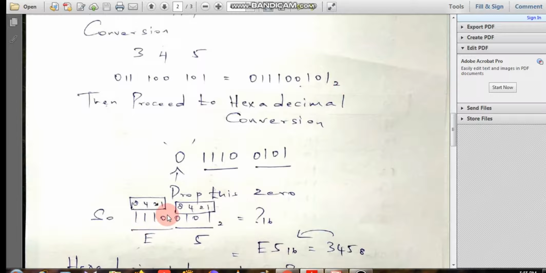Otherwise, you can simply write the hexadecimal representation based on the 8421 rule. For 8 4 2 1, with 1 in front of 8, 4 and 2: 8 plus 4 plus 2 is 14. 14 is the decimal number. The corresponding hexadecimal representation for decimal 14 is E. Here, in front of 4 is 1 and in front of 1 is 1, so 4 plus 1 is 5, so E5. It is the corresponding hexadecimal representation for the given octal representation 345.